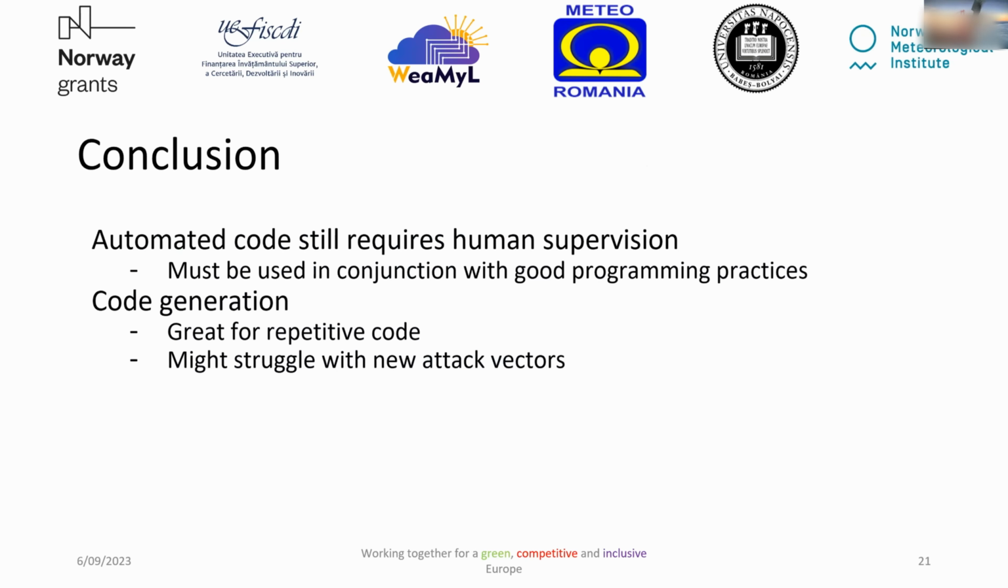In conclusion, I would like to point out that this whole process of using automated code still requires human intervention, and it must be used in conjunction with good programming practices such as code reviews. And in the end, it's still a machine learning algorithm, so it would be best for generating repetitive code, while it might struggle to generate unseen stuff, which would be the case for new attack vectors.